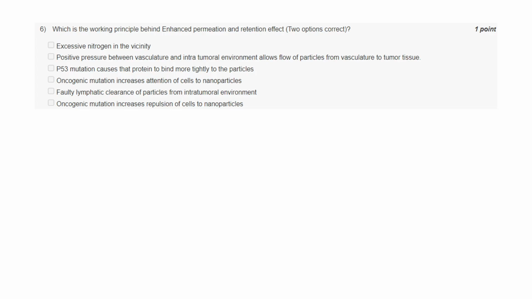Option 2 and 5, ma'am. Option 2 and 5. 2 is positive pressure between vasculature and intratumoral environment allows flow of particles from vasculature to tumor tissue. And 5 is faulty lymphatic clearance of particles from intratumoral environment. Okay, we have an answer. Anybody else? Thank you for responding.